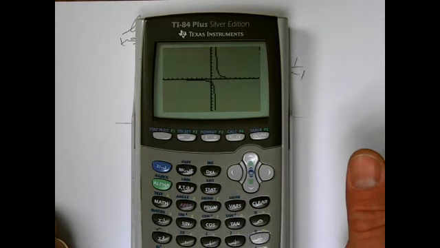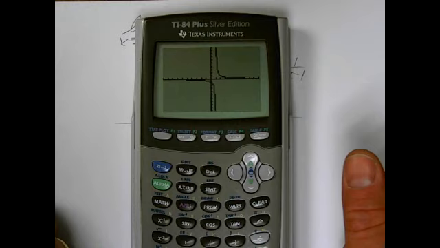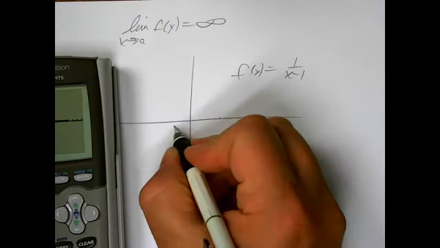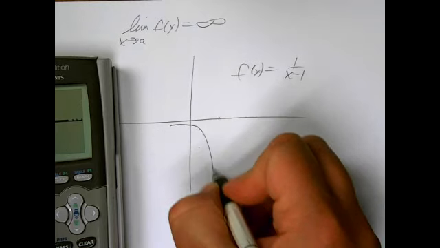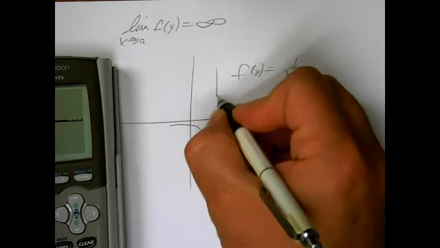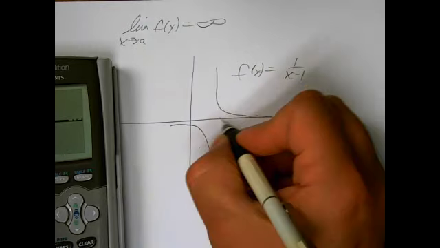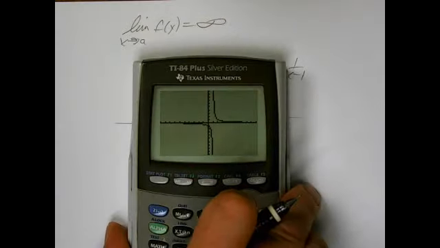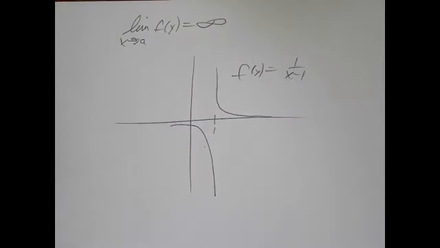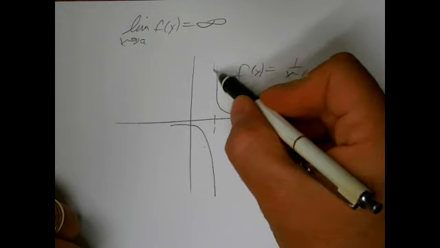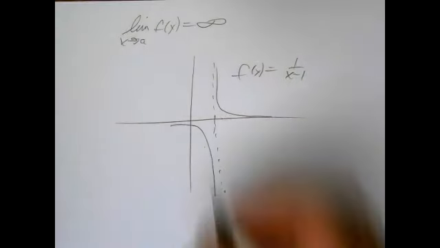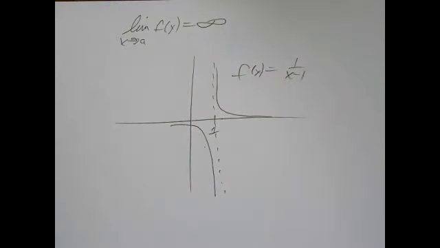All right, here's what the calculator is trying to tell you. It looks something like this with a 1 right here. See how this graph looks like mine? What the calculator is not telling you is that there is a vertical asymptote passing right through 1. Remember, a vertical asymptote is a vertical line the function cannot touch, cannot cross.